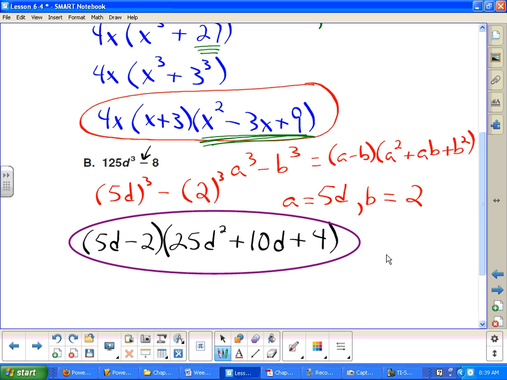So we have to establish what a and b are. Is it the sum of two cubes? Is it the difference of two cubes? Well, that's easy if it's a plus or minus. Then figure out what a and b are, and then just plug them into whichever of the two formulas you have.